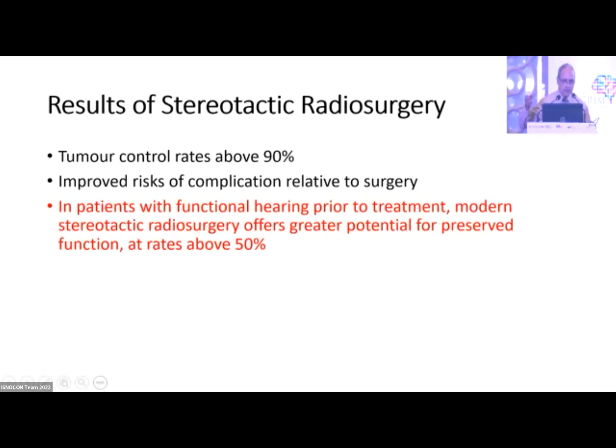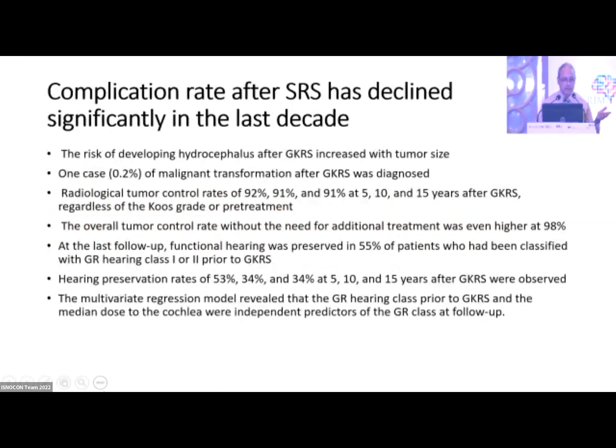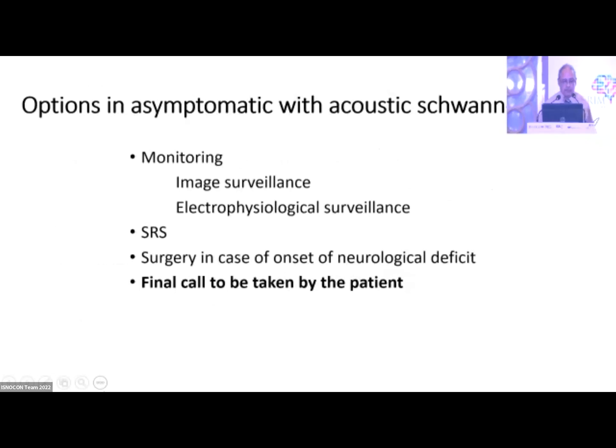So now you have to balance those things out. Do I want a gradual functional hearing loss in the long term, 50% or less, or would I rather carry on like this and who knows, in 10 years nothing will happen to me. And we know that the complications of SRS have declined over the years. There is only one case with malignant transformation. The control in acoustic neuroma is 92%, 91%, 91% at 5, 10, and 15 years. And of course, the overall control rate is 98%. And 55% of the patients can have some functional hearing loss, but with time it comes down to even 34%. So these are the statistics that we have.